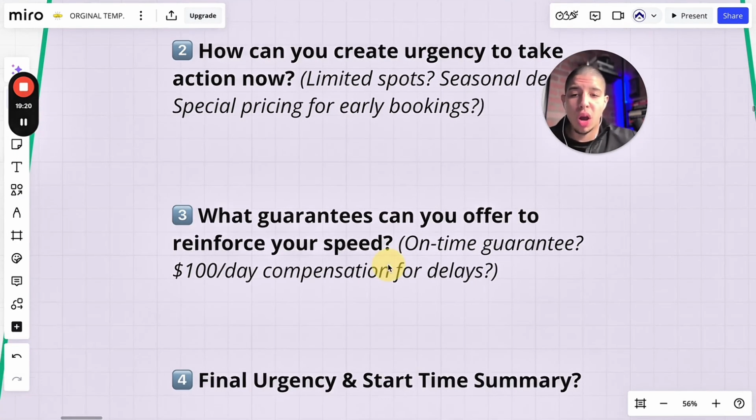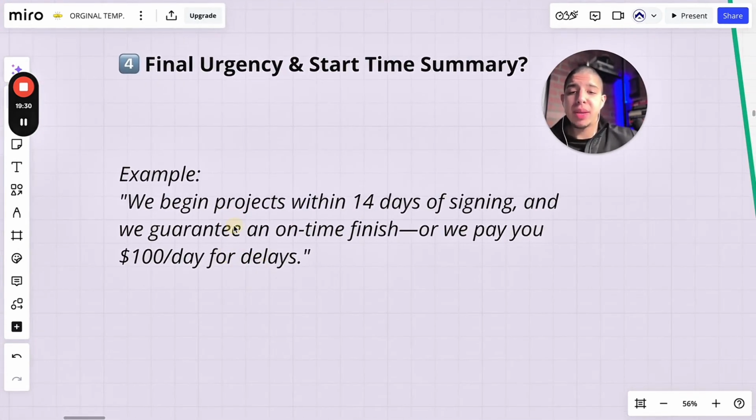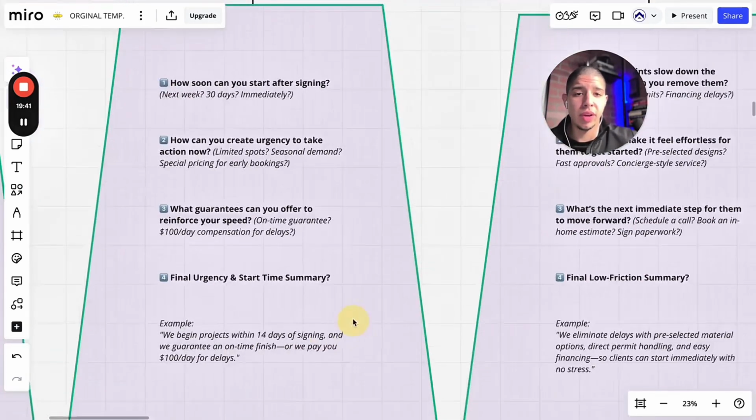What guarantees can you offer to reinforce your speed? On-time guarantee, $100 a day compensation for delays, like we said up there. All very important. Final urgency and start time summary. We begin projects within 14 days of signing, and we guarantee an on-time finish, or we pay you $100 a day for the delays. Very crazy.